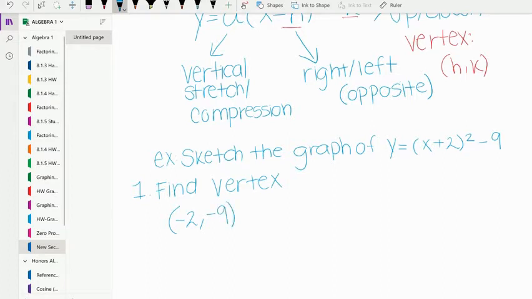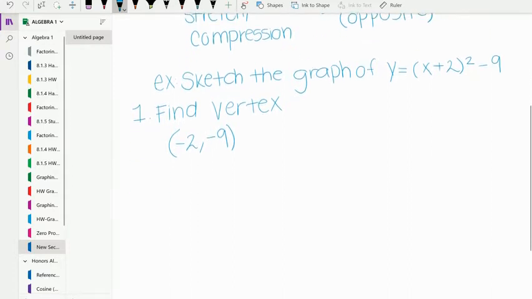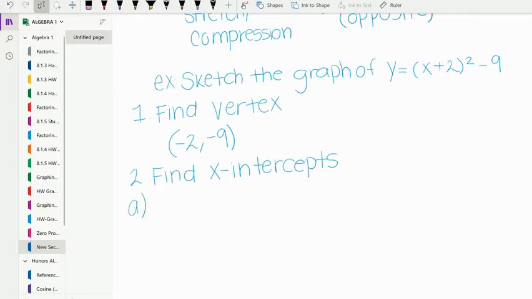All right, so when we're sketching a graph, we need the vertex, and then we need a few other points. So we are going to go ahead and find the x-intercepts. And remember, we just learned how to do this yesterday using the zero product property. So we are going to talk about two different ways to do this. So I'll say that this is way A. So we know that when you find the x-intercept, you have to make y equal 0. So this would be 0 equals, and then we have x plus 2 squared minus 9.